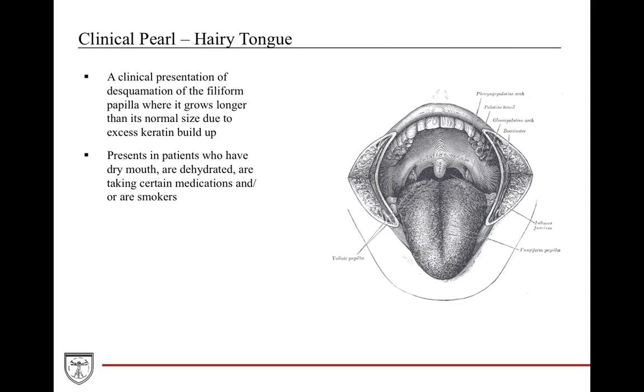You can also get hairy tongue, which is often confusing, especially with hairy leukoplakia. Hairy tongue is just desquamation failure of the filiform papillae, where they grow longer than their normal size due to excess keratin building up. It's a common clinical presentation, nothing to really worry about. It usually presents in people with dry mouth who are dehydrated, or sometimes with certain medications or in smokers. Hairy leukoplakia is related to other, more significant pathological concerns. But if someone describes cotton mouth, like when they're exercising, running, or talking a lot, that's considered a hairy tongue, literally caused by dehydration and dry mouth with excess keratin buildup.